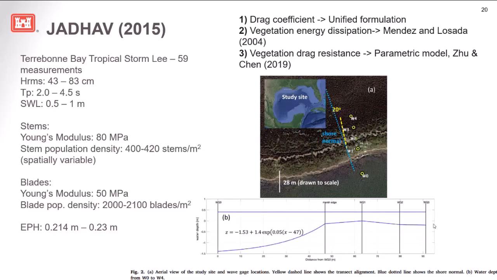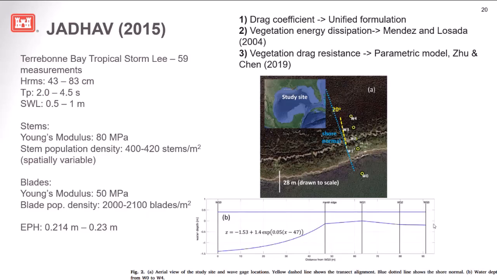The site survey also found the biomechanical parameters of the plants. So the stems' Young's modulus was 80 megapascals. Stem population density is 400 to 420 stems per meter squared and spatially variable across the cross-section. The blades' Young's modulus was 50 megapascals, and there was an estimated 5 blades per stem. So the population density was 2,000 to 2,100 blades per meter squared. And the effective plant height calculated ranged from 0.21 to 0.23 meters.